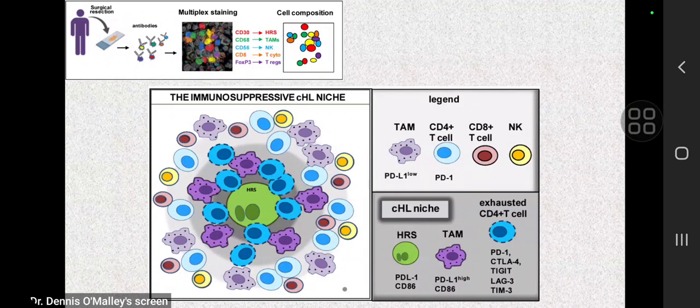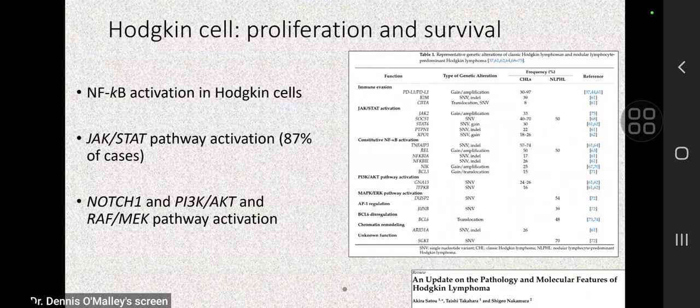So again, some of the pathways that are really pushing the Hodgkin cells for proliferation, and we could see those, but in a lot of the cases, JAK-STAT mutation activation is present, in various different ways to get there. NF-kappa B activation in Hodgkin cells, Notch1, PI3K kinase and AKT pathway, and RAF-MAC pathway. Basically, the Hodgkin cell has taken all these different pathways to provide for its own proliferation and survival. It's taken a myriad of approaches.